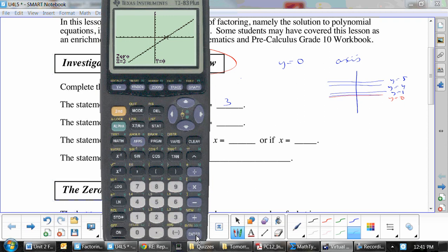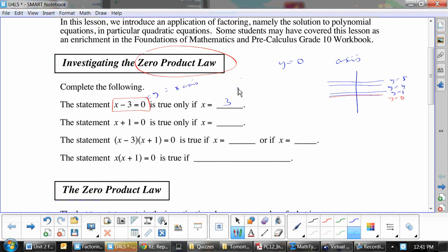Y-intercept is the easiest, actually. You just hit trace 0, because when x equals 0, that's always the y-intercept. So trace 0, enter. If you need help with that, I can help you later. But I'm just showing you there's a way you can really always check your answers. So just remember that the 0 is the same thing as the x-intercept. They mean the same thing.